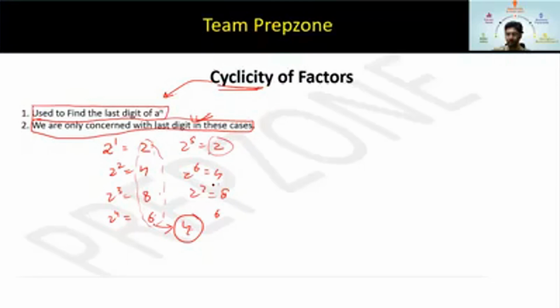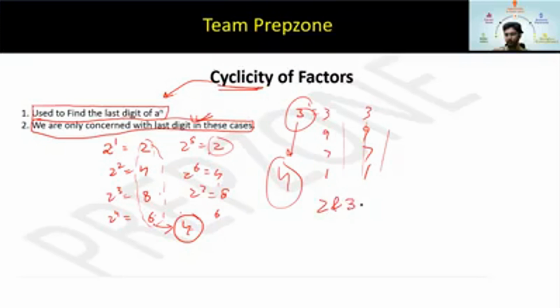Is this clear, everyone? That 2 is having a cycle of what? 4. Similarly, what is 3? Check. 3, 9, 7, 1, 3, 9, 7, 1. 3 is also having a cycle of 4. So 2 and 3, they both have a cycle of 4. If I am asking about 13, then also I'm only concerned with the last digit. So what about 3? 3 has a cyclicity of 4 and 13 has a cyclicity of 4. Fine. This is known as cyclicity.